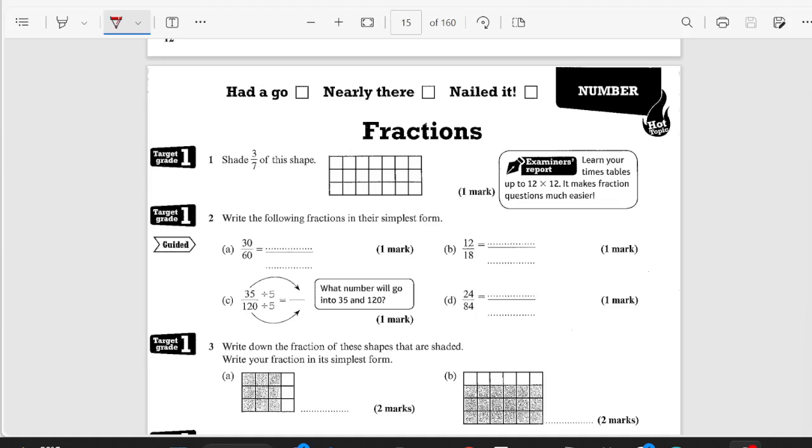Okay, so page 13, we're looking at fractions. Question 1, shade 3/7 of this shape.